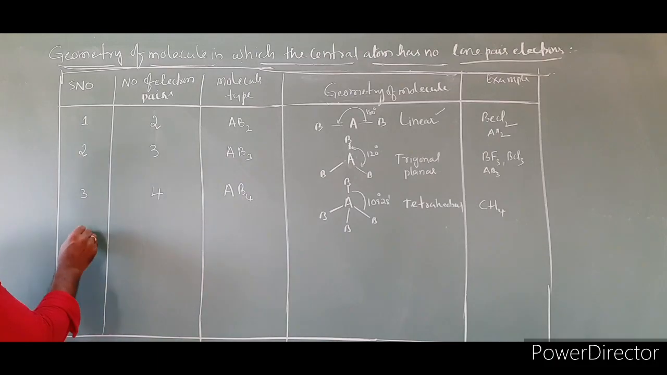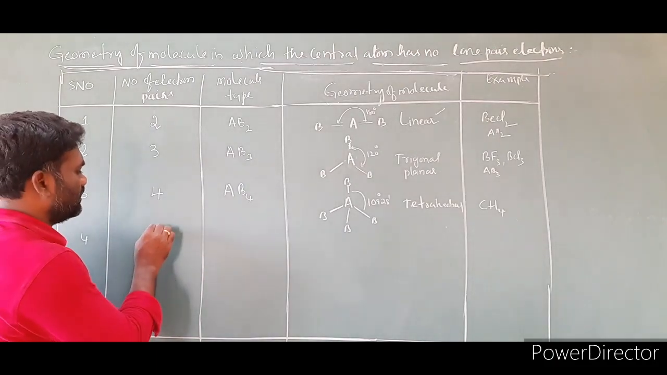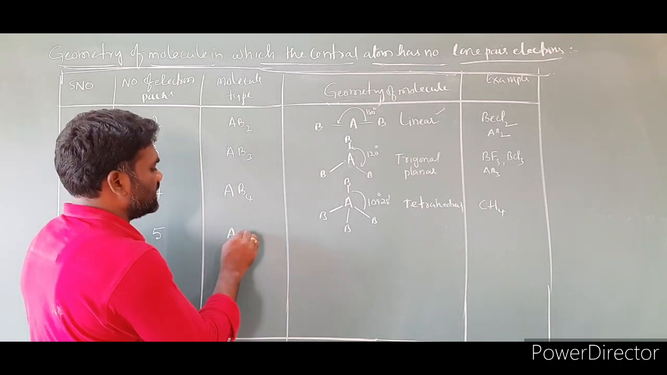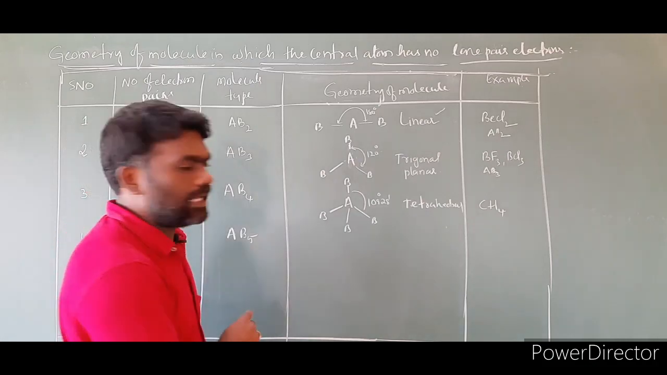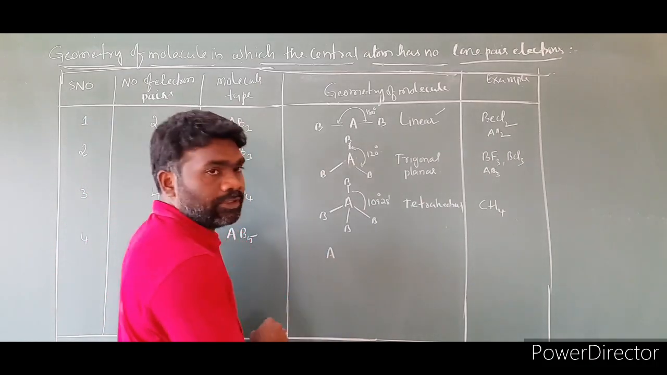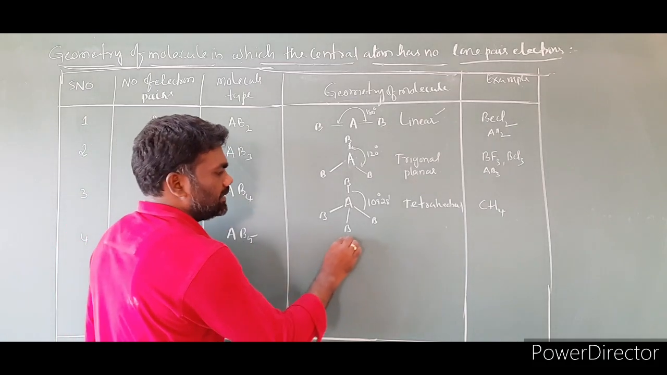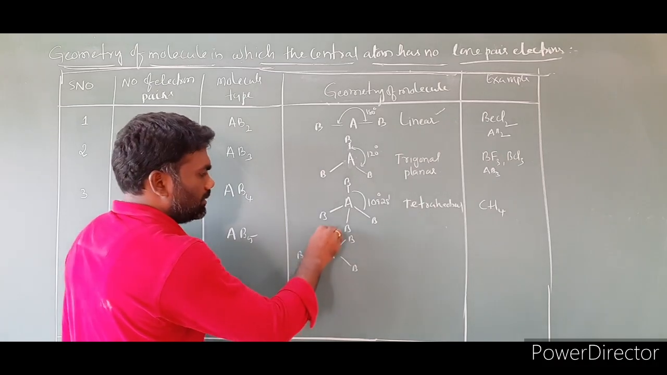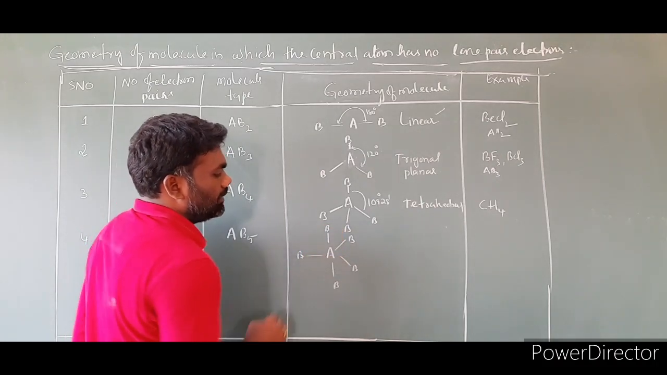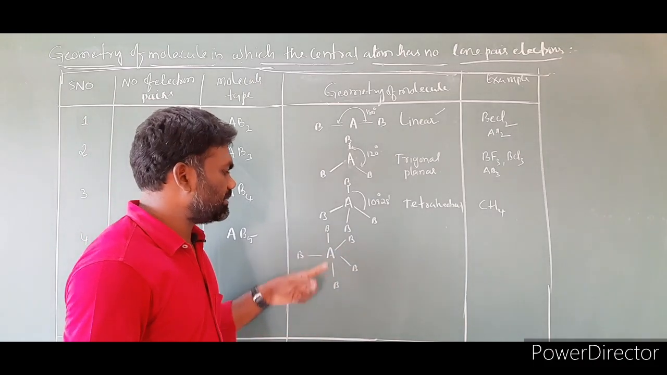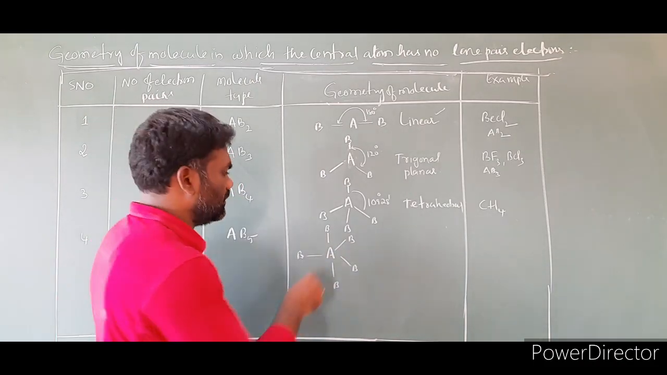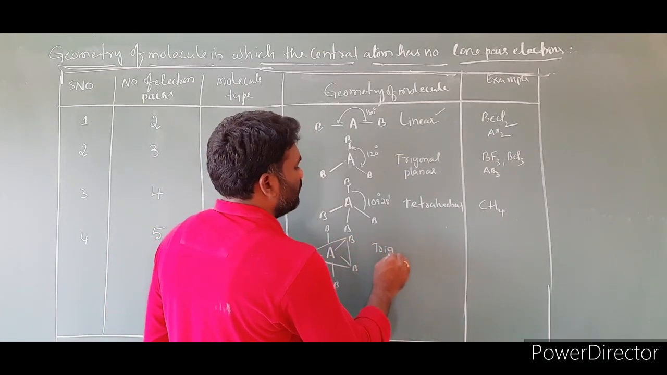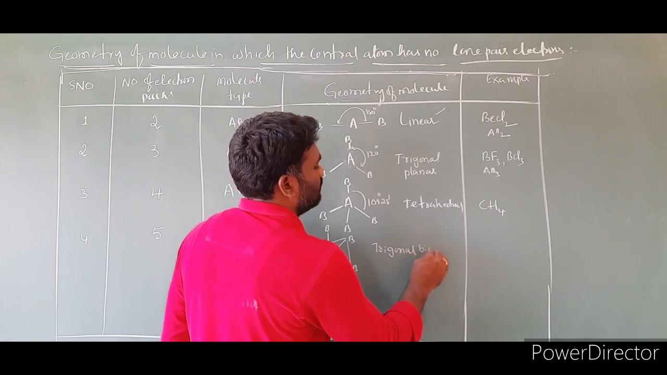Then category number 4: I am taking the number of electron pairs as 5. The example for this case is AB5. In AB5, A is at the center and there are 5 B atoms. These 3 B's are present in one plane, and the other B's are above the plane as well as below the plane. So the shape of this molecule is trigonal bipyramidal.